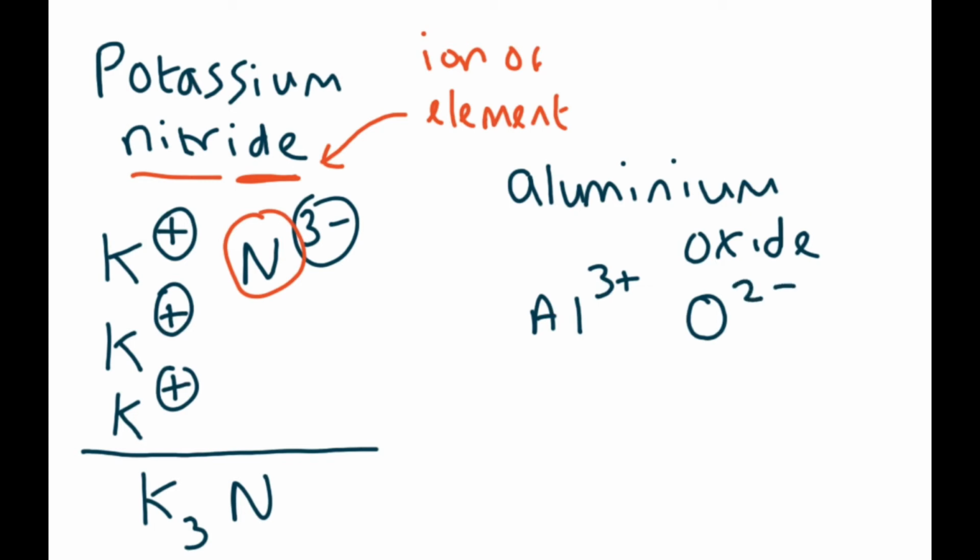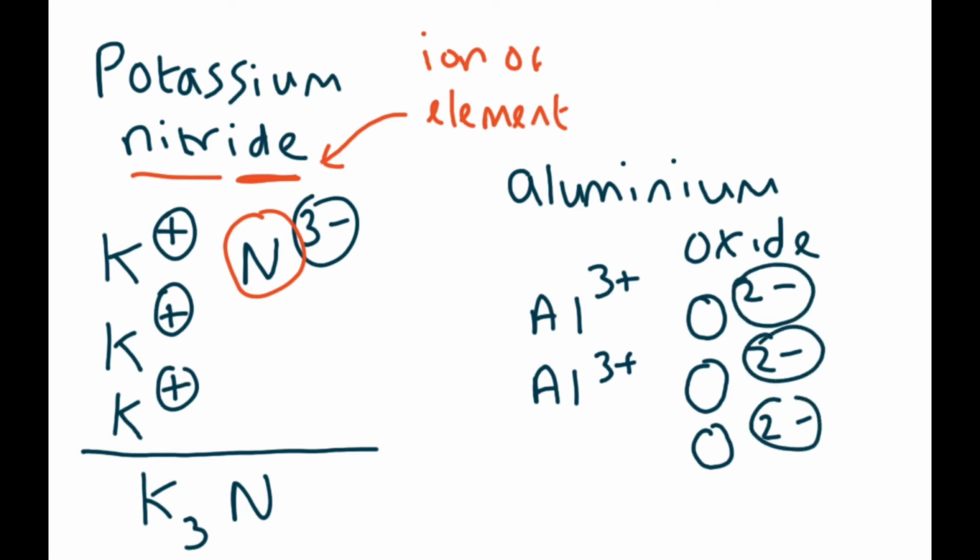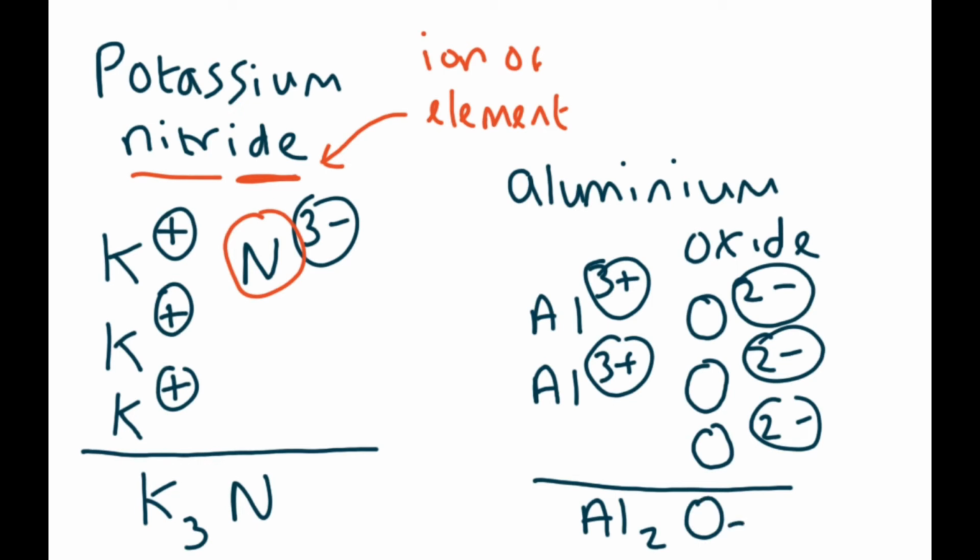And you need them to have the same overall charge. So we've got 6+, we've got O2-, O2-, so we've got 6-, and 6+ with 6- is 0 charge. There are 2 aluminiums and there are 3 oxygens, and that's the formula for aluminium oxide. Okay, now those are ions of the elements.